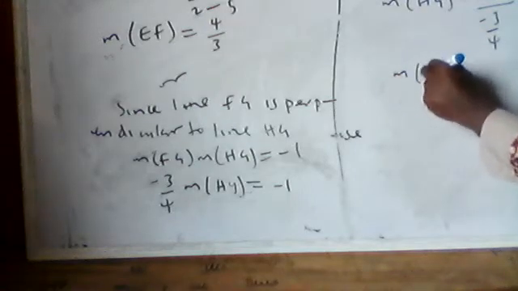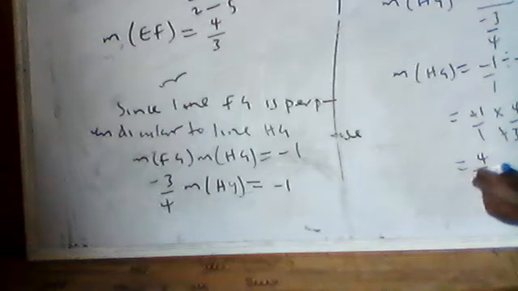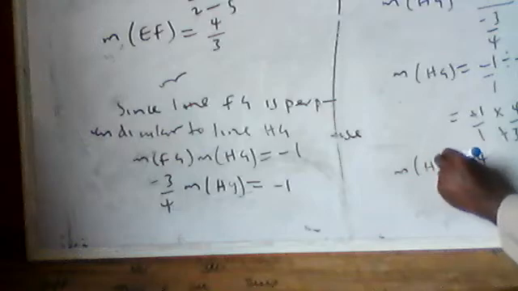This is another method to find the gradient of HG. So we are having the gradient of HG equal to -1, divided by -3 all over 4. So the gradient of HG will now be equal to -1 divided by -3 all over 4 all over 1. That gives us -1 over 1. Change it to times, that is 4 over 3, -3. Minus cancels minus. That will be 1 times 4 all over 3. So the gradient of HG is equal to 4 over 3.